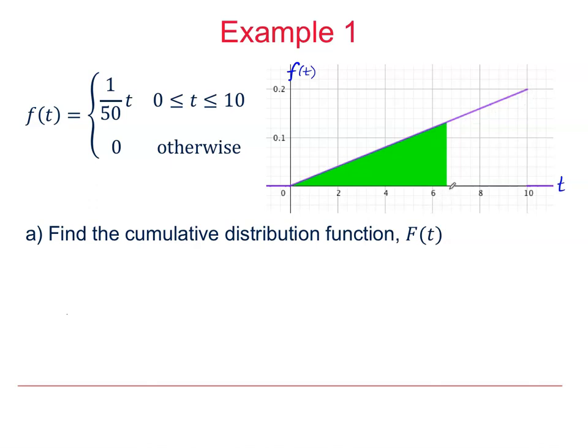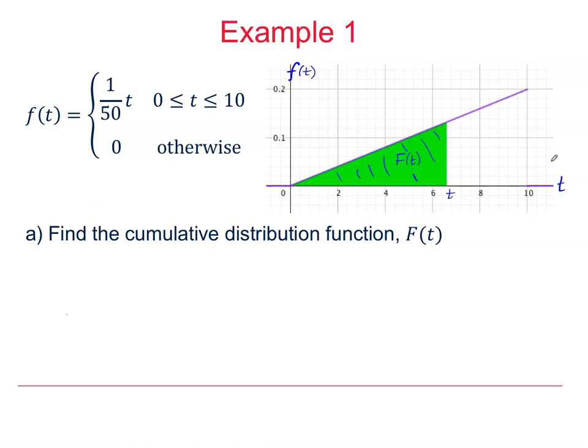Now, if we're looking for the cumulative probability up to a variable value t, then that will be given by the area under the graph. So this area here is going to represent the CDF up to the variable value t.